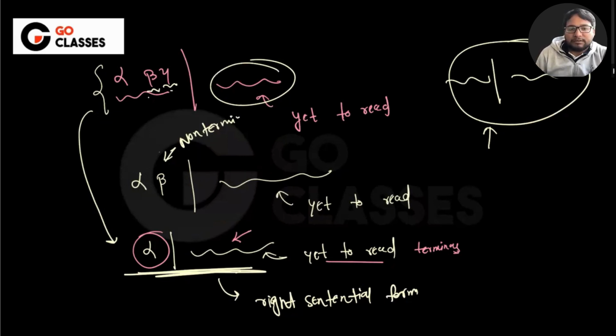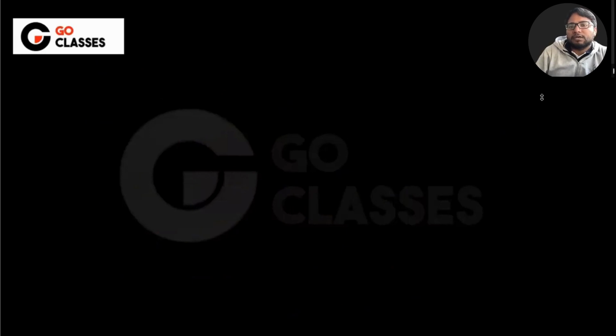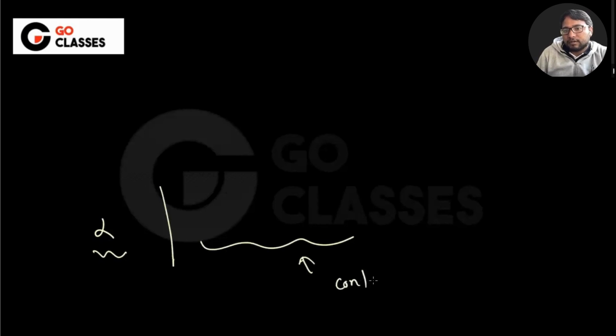Let's suppose this alpha is a viable prefix, right? This is the content of the stack. Sorry, this is yet to read.